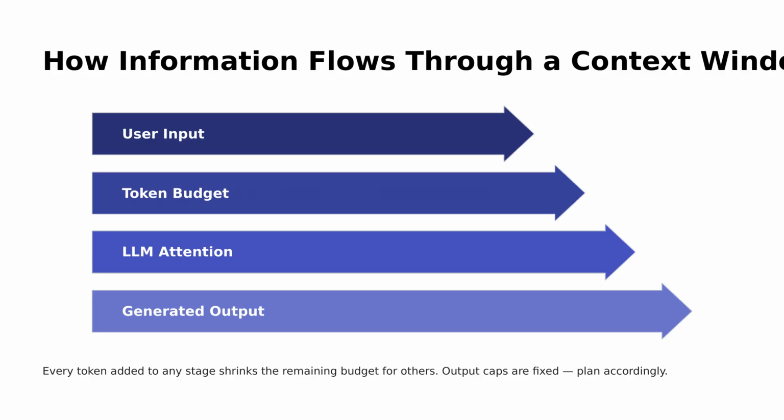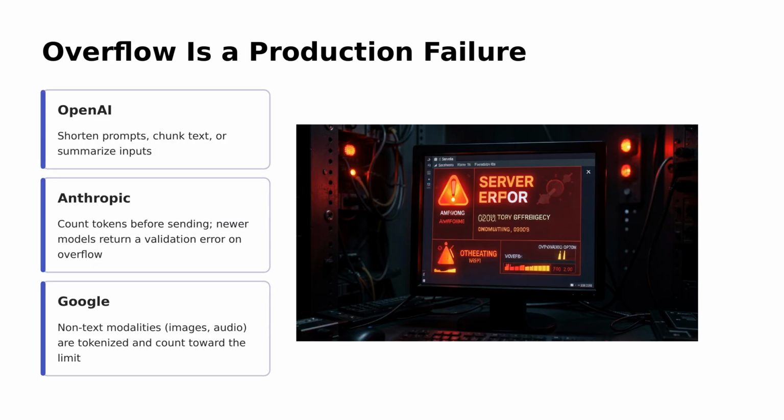This slide shows how information moves through a model's context window. The user input goes in first. The model applies attention across everything in that window, and the generated output comes out of the same overall token budget. The key trade-off is simple. Every token you use for instructions, examples, or prior conversation leaves fewer tokens available for the response. And because output limits are fixed, you need to budget that space deliberately.